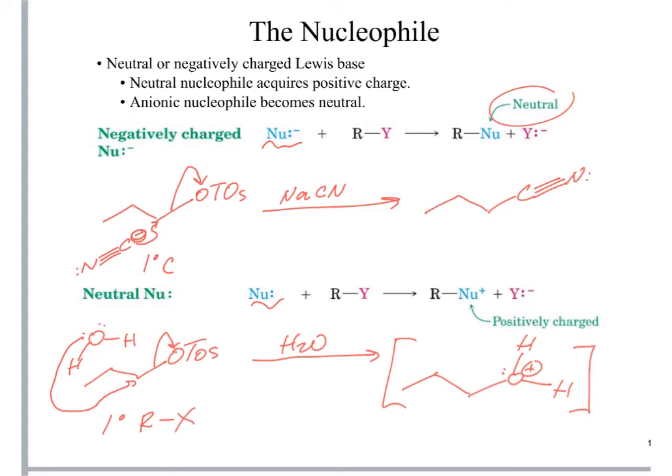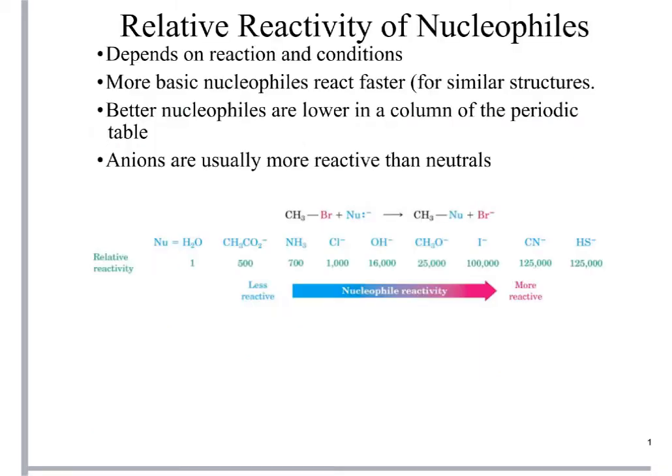So when we start with a neutral nucleophile, the product is positively charged and it requires an additional deprotonation step. So let's take a look at some nucleophiles. As you go down the periodic table, the size of the atom increases, and so does their nucleophilic character.